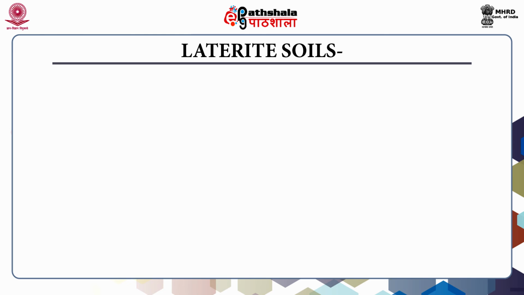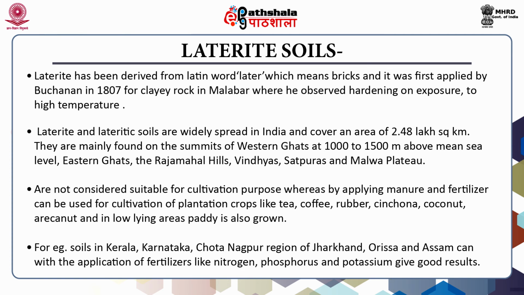Next is laterite soils. The word laterite was first applied by Buchanan in 1810 to a clay rock hardening on exposure observed in Malabar, but many authors agree with Fermor's restriction of this term to soil formed of 90 to 100% of iron, aluminium, titanium and manganese oxides.